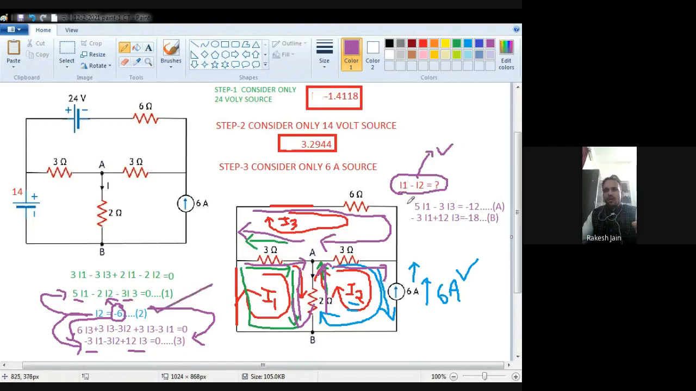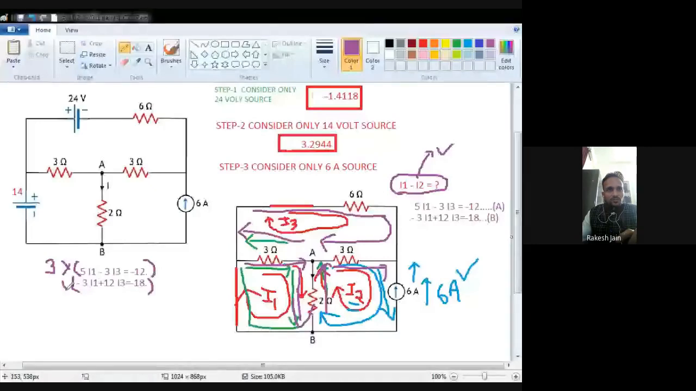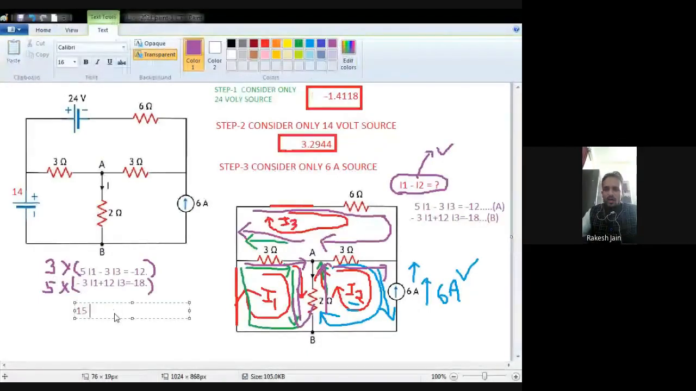First I write down 6 I3. Kindly wait. Okay, I forgot to write down the equation. First I write down for the 6 ohm, 6 I3, then for the 3 ohm. Once again I am telling you, for this 3 ohm I go from right to left and this I2 current goes from left to right. So I write my current with positive, so plus 3 I3, and the other current with negative sign, so minus 3 I2.